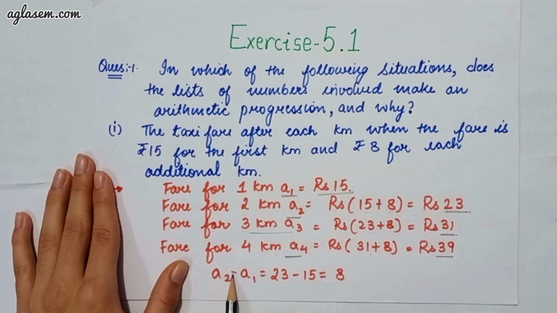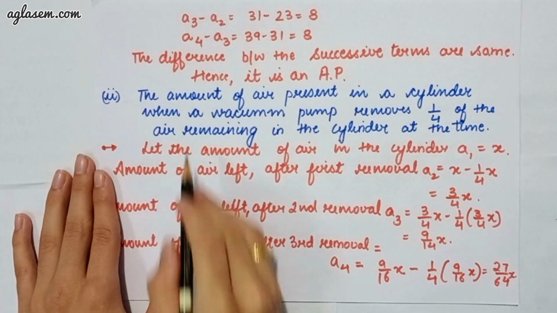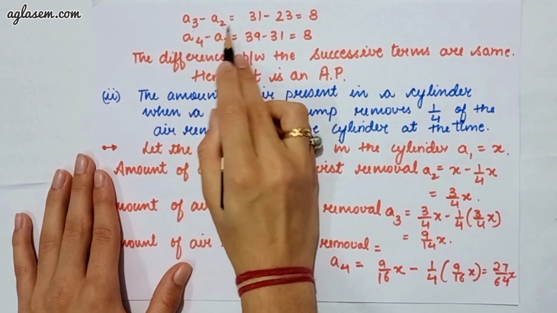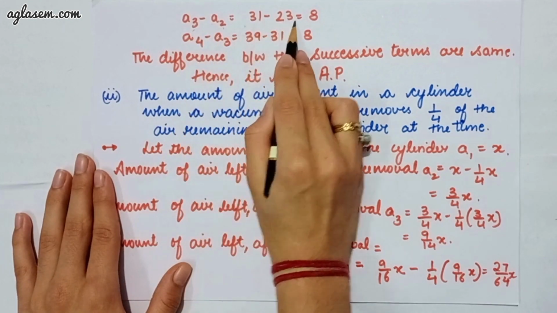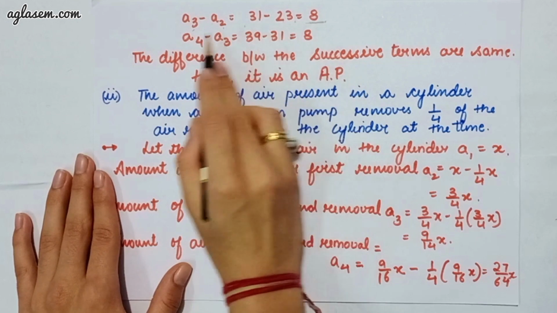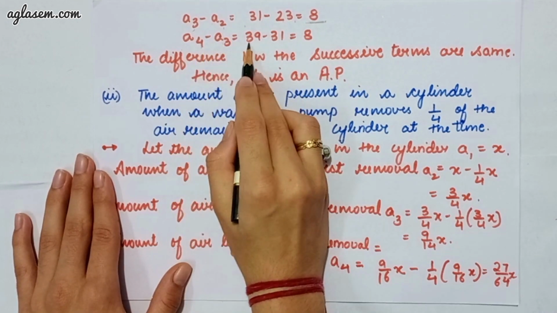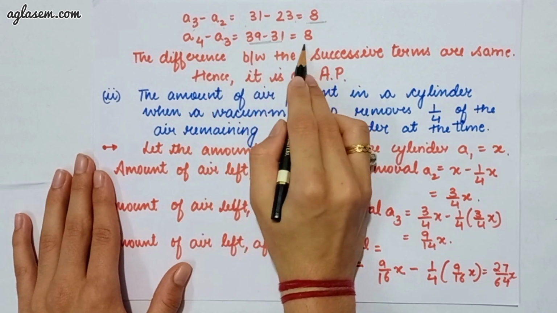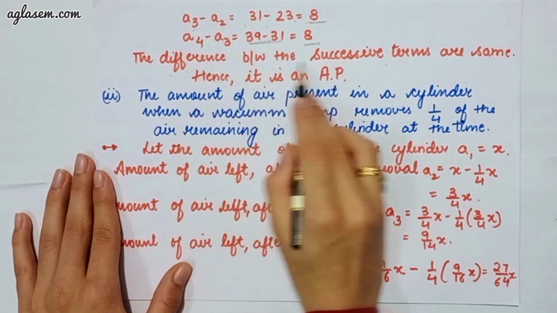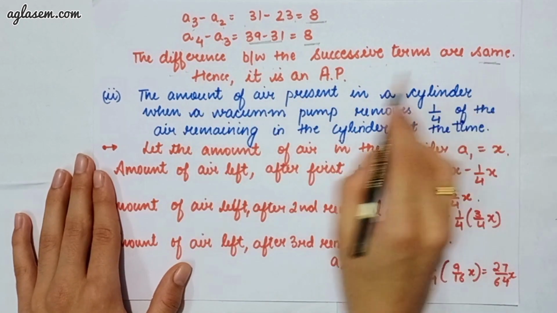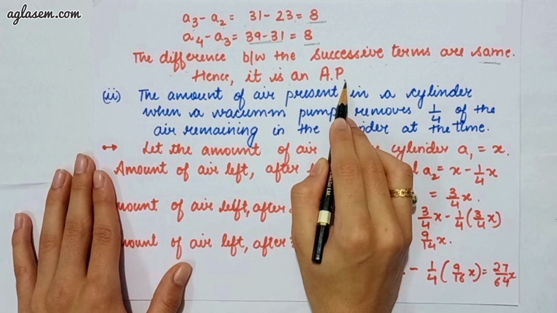So A2 minus A1 is equal to 23 minus 15, which will give you 8. Further moving, A3 minus A2 is equal to 31 minus 23, that is 8. A4 minus A3, that is 39 minus 31, which will give you 8. So the difference between the successive terms is the same. Therefore, it is an arithmetic progression.